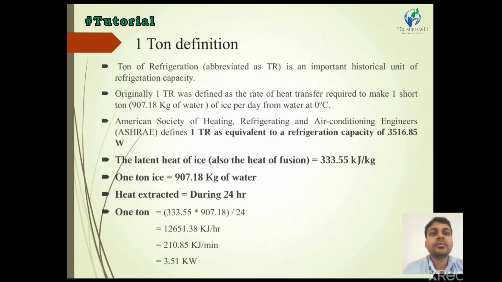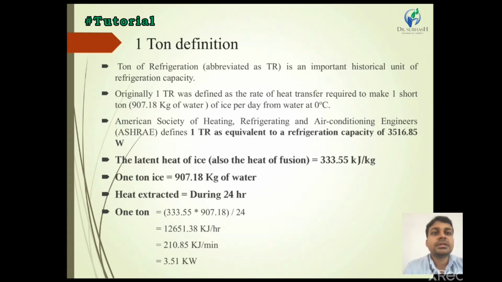The definition of 1 ton of refrigeration. Usually 1 ton of refrigeration is defined as the capacity to melt 1000 kg of ice during a 24-hour duration, from minus 0 degrees centigrade to positive 0 degrees centigrade. Here we have to give some definitions for that, the 1 ton of refrigeration.